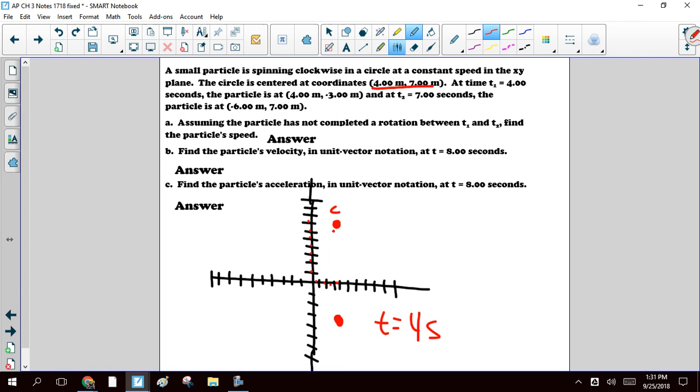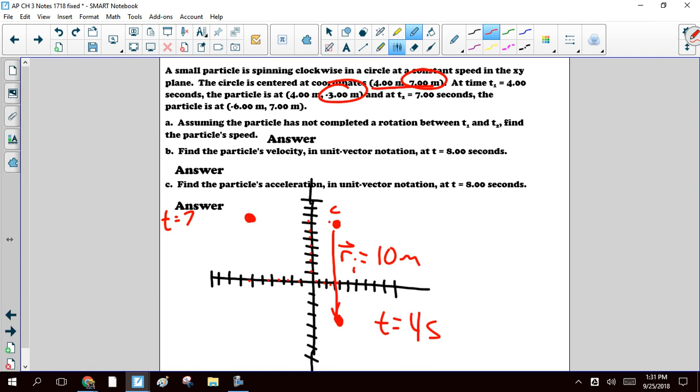And so worth noting that this radius vector here, let's call this our initial, is 10 meters, right? Just from +7 to -3. Okay, let's see. And at t equals 7 seconds, it's at -6, 7. 1, 2, 3, 4, 5, 6, 7. So that's at, what did I just say? T equals 7.